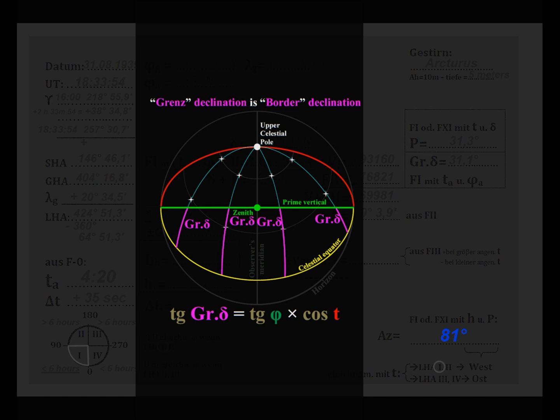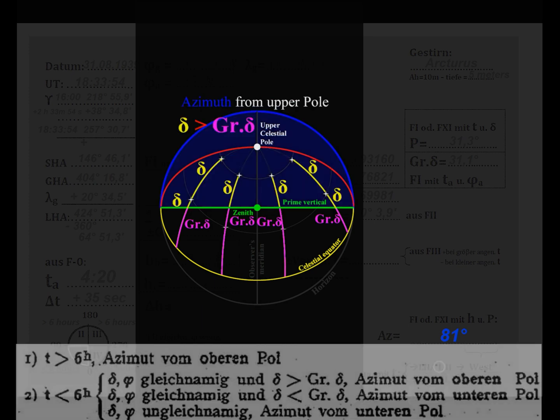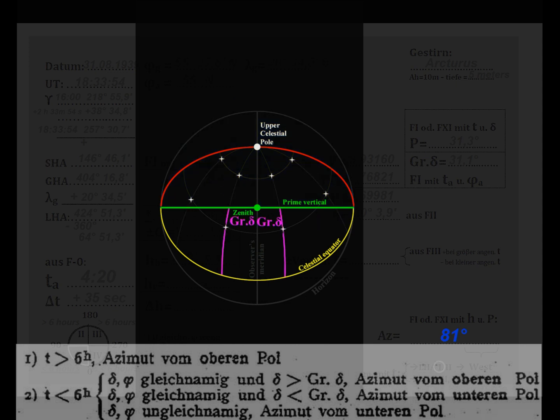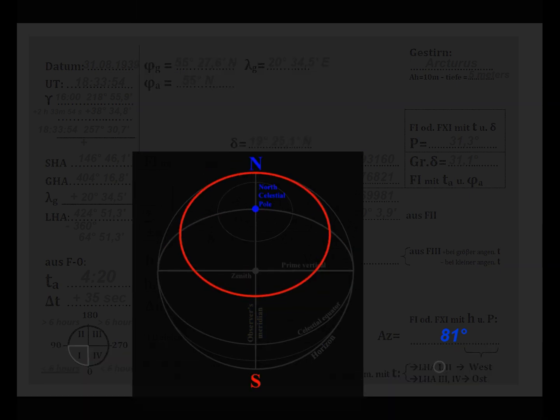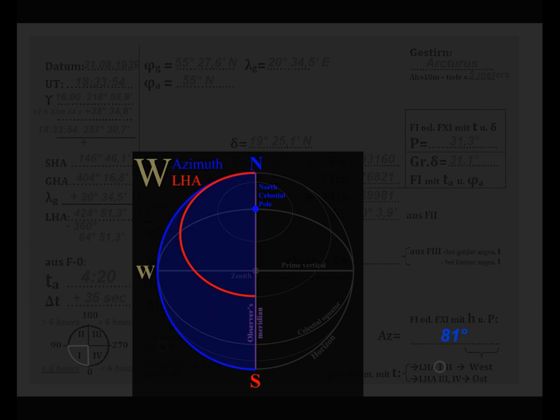By comparing the absolute value of the declination and the Grens declination, you can determine from which pole the azimuth of the celestial body is measured. If the declination is greater than the Grens declination, then the azimuth is measured from the upper pole. If the declination is less than Grens declination, then the azimuth is measured from the lower pole. In our example, the upper pole is the North Pole.